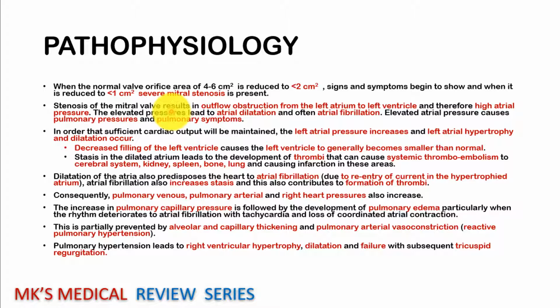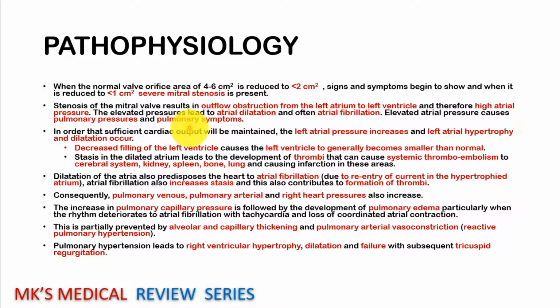Remember that the walls of the atria are not so thick as compared to the walls of the ventricles, so they do not necessarily go through that hypertrophy phase, and they easily dilate. So the atria is going to dilate, and this predisposes it to atrial fibrillation, or there may be some re-entrant current that may stimulate an atrial fibrillation. Then, of course, these elevated atrial pressures are going to lead to an increase in pulmonary pressures, which I already explained earlier on. There are also going to be some pulmonary symptoms.